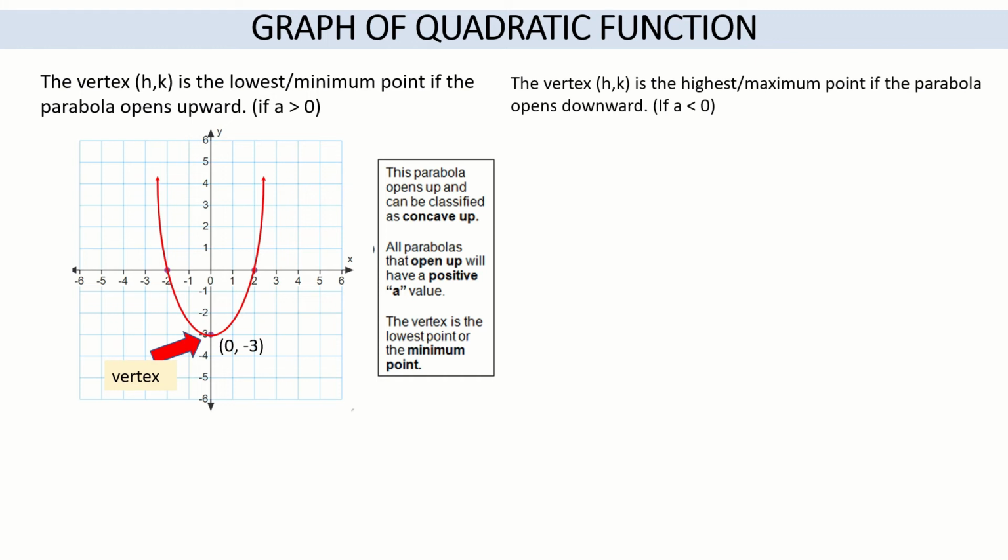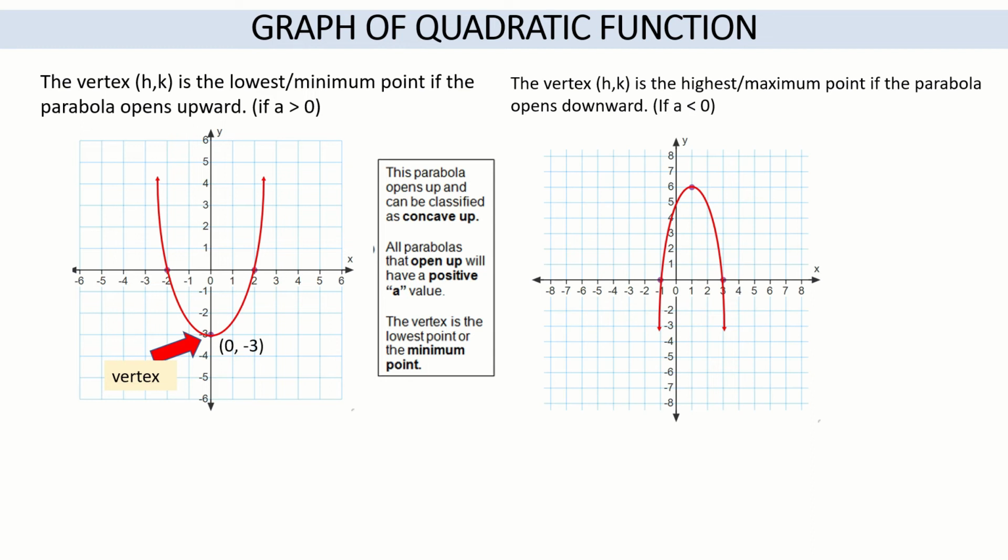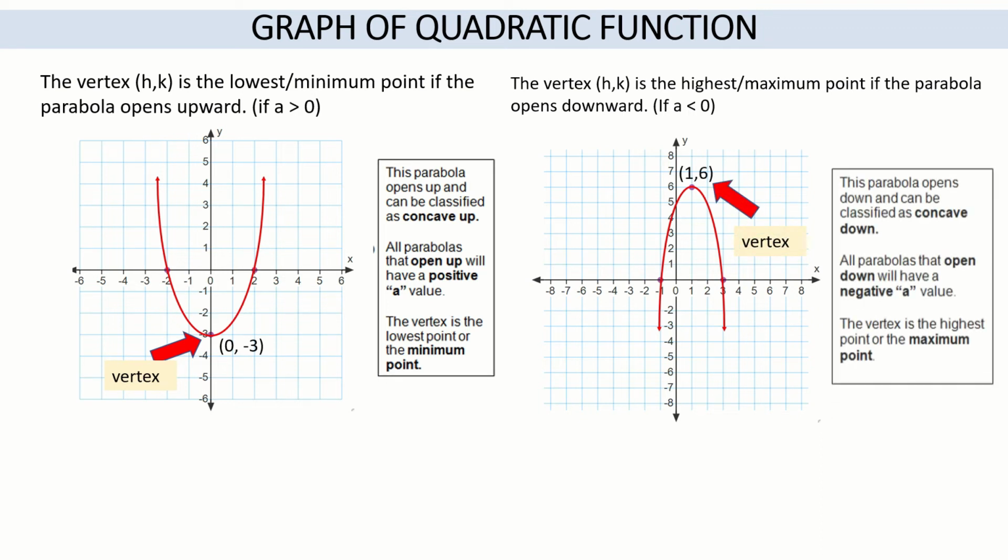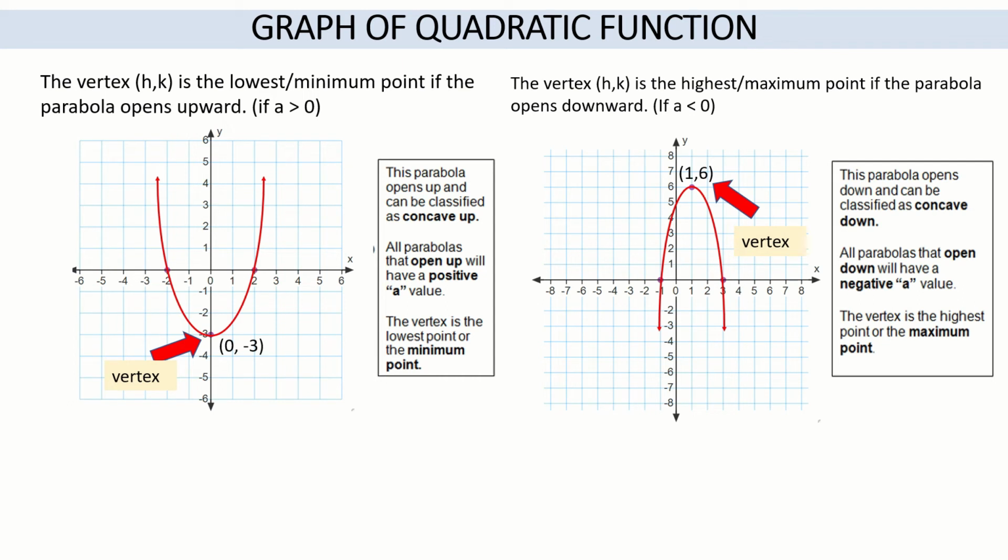Next, the vertex is the highest or maximum point if the parabola opens downward, and the value of a here is less than 0. So this is an example of a parabola that opens downward, where the vertex is at (1, 6). Take note that this parabola opens down and can be classified as concave down, and all parabolas that open down will have a negative a value. The vertex is the highest point or the maximum point.